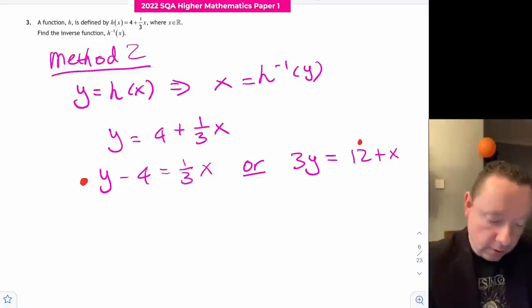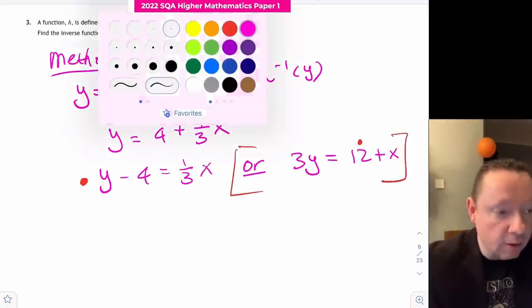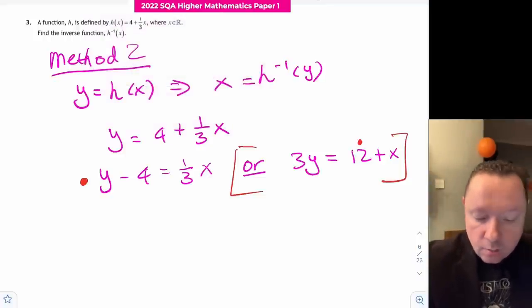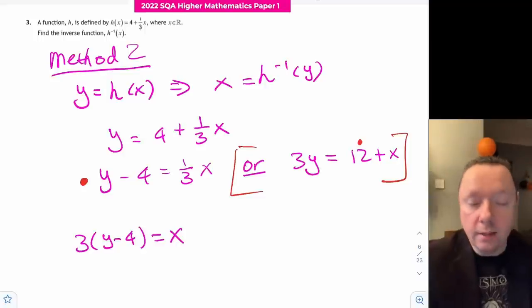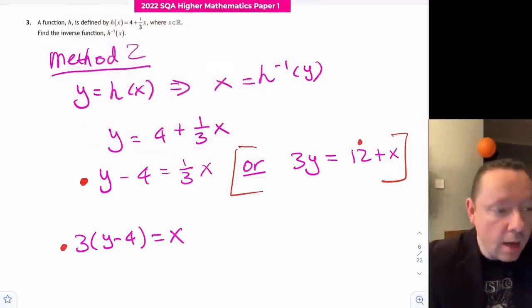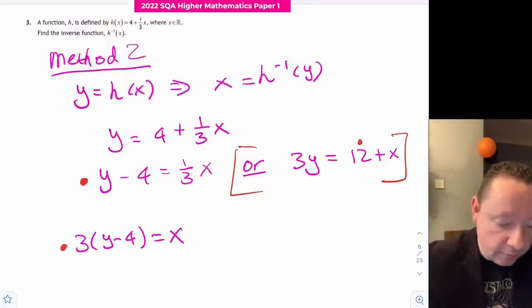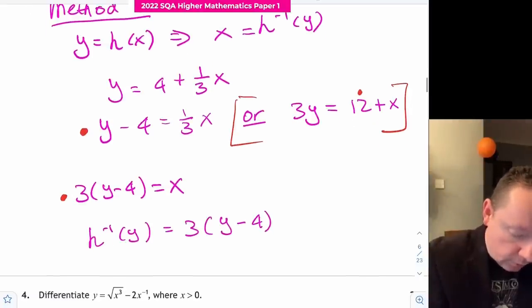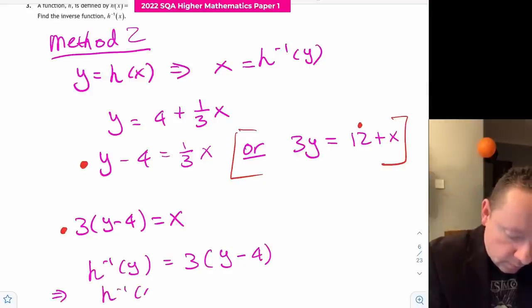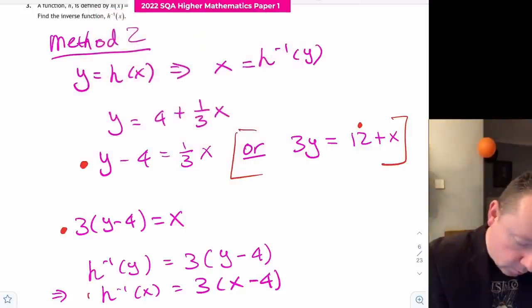I would do it the first way, but that's your alternative way. Continuing on with the way that I've done it, that's your first mark, then making x the subject. From here, we're going to times by 3, so we've got 3 times y minus 4 equals x, or x equals 3 times y minus 4. There's your second mark. Then you have to explicitly state what the inverse function is to get your final mark. So you have to say that the inverse function of y is equal to 3 times y minus 4. And for your final mark, the inverse function of x must be 3 times x minus 4. And there's our final mark.